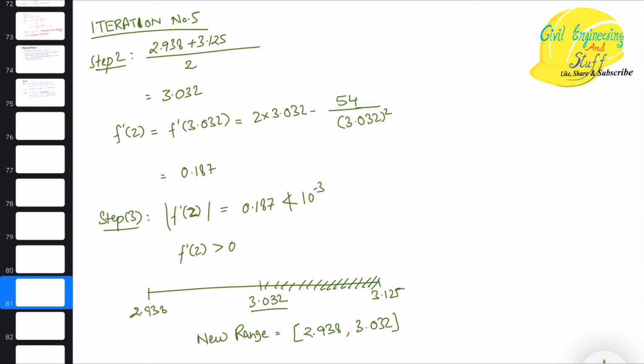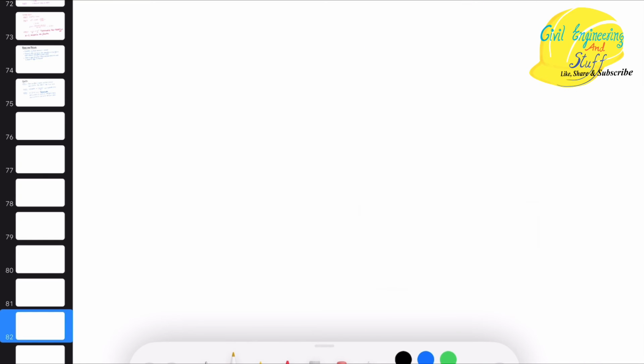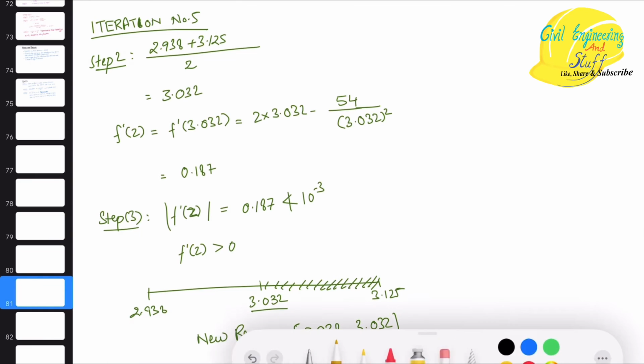Again, let's move to iteration number 6. All right, we are going to do iteration number 6. I hope by this time you are very well accustomed to this step, right? Very short method, and very easy method, but it requires a lot of iterations depending on the question.